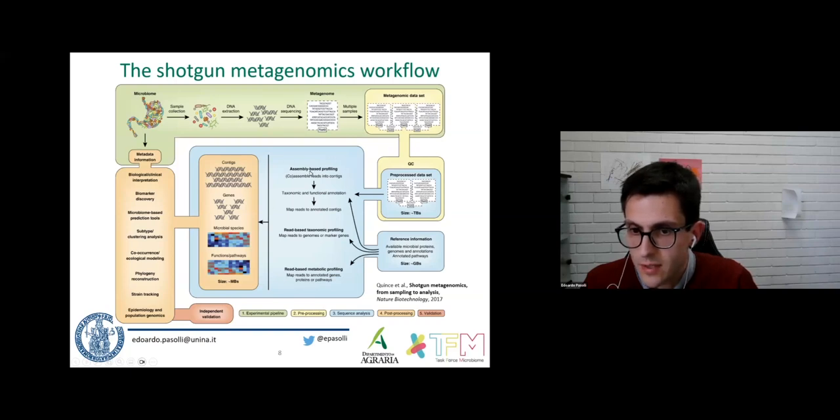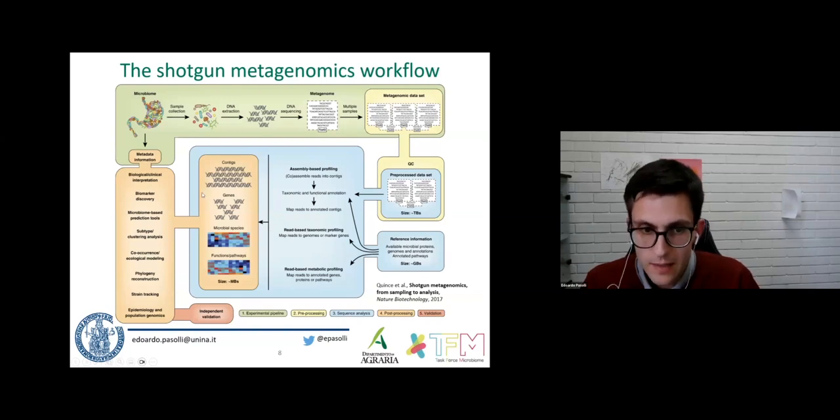So in blue is the sequence analysis, the primary analysis. Here we usually have extensive, intensive computational pipelines. The objective is to go from the raw data to generate some refined data. We can have a generation of metagenomic assembly, reconstruction of draft genomes, generation of taxonomic profiles, and also functional profiles.